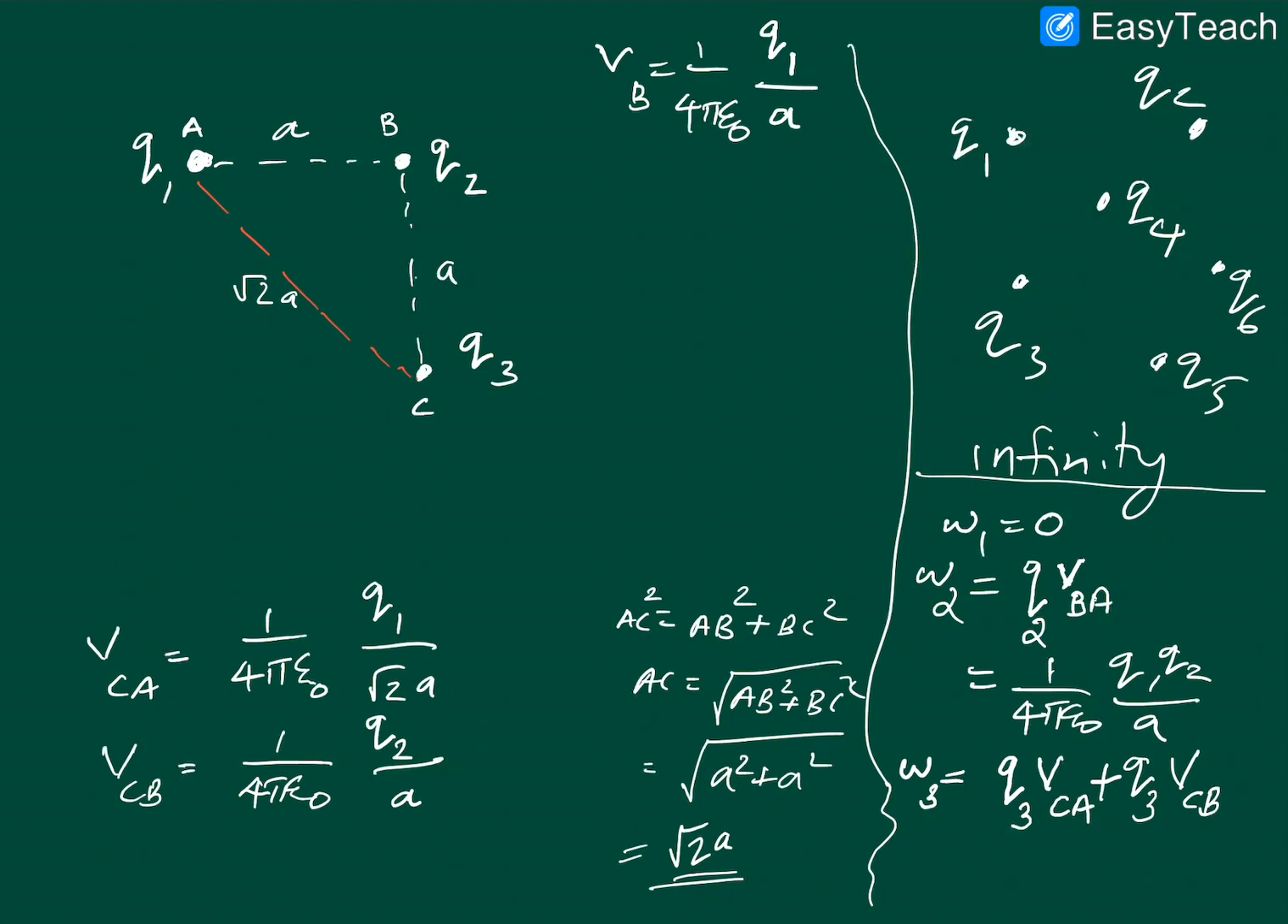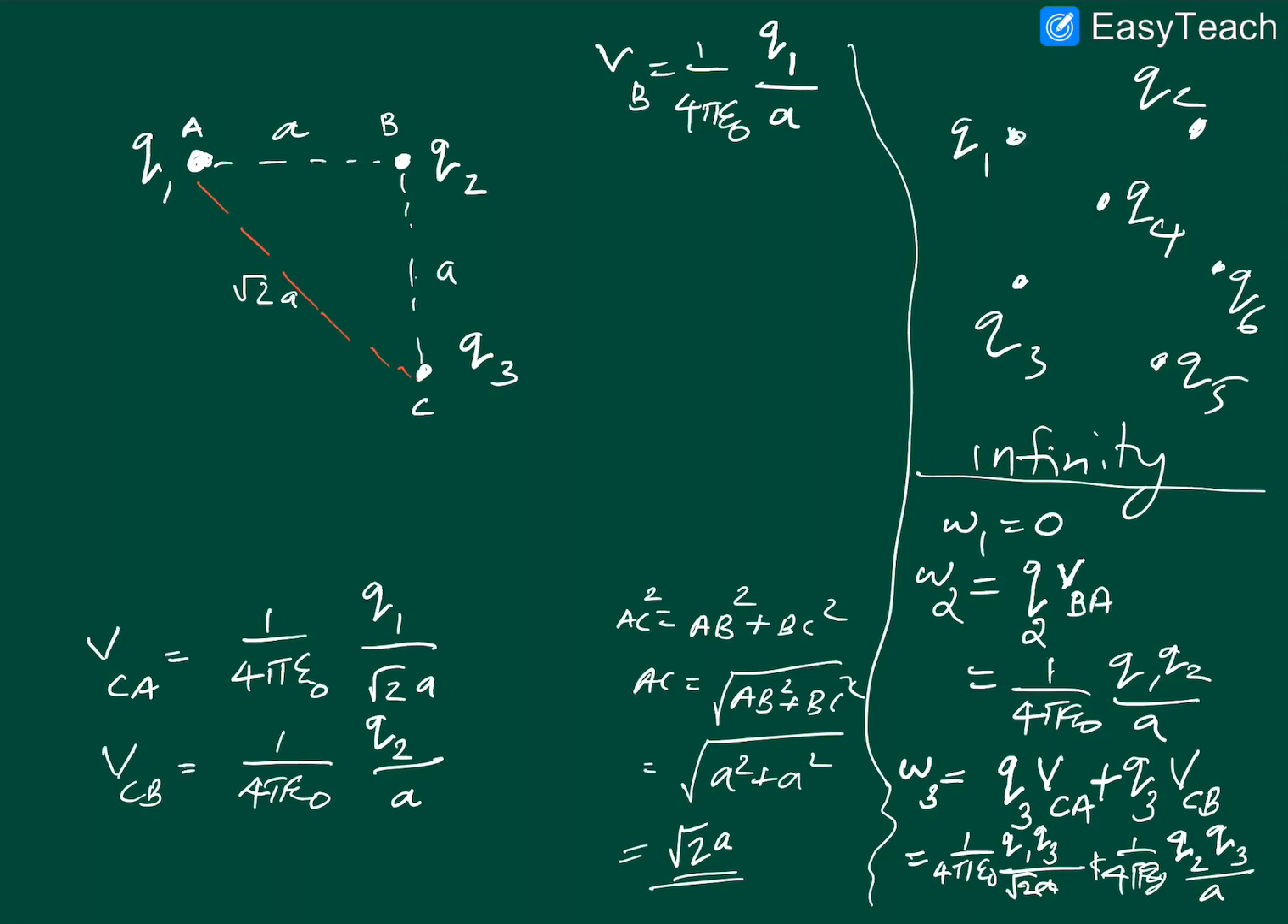Hence, what is the work done? W3. W3 will be equal to 1 by 4 pi epsilon 0 Q1 Q3 by root 2A plus 1 by 4 pi epsilon 0 Q2 Q3 by A, isn't it?